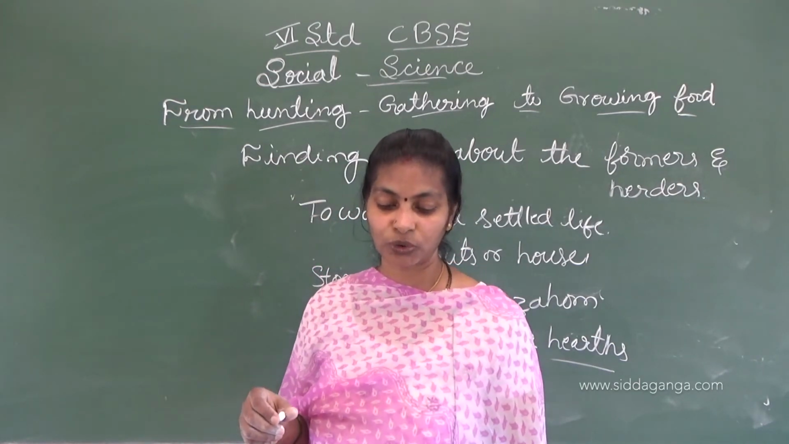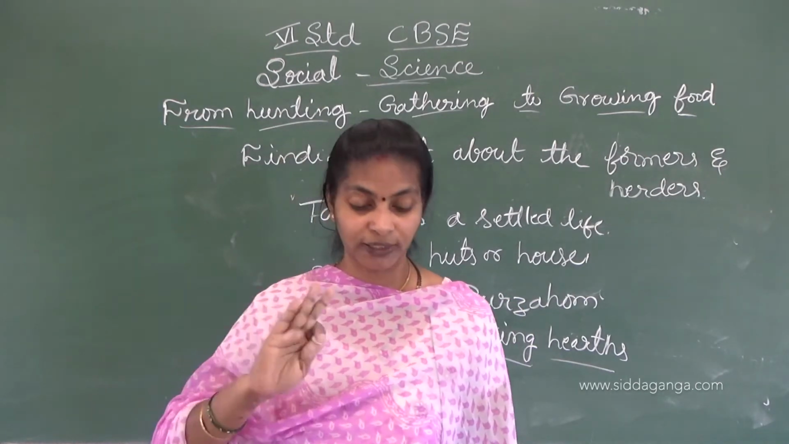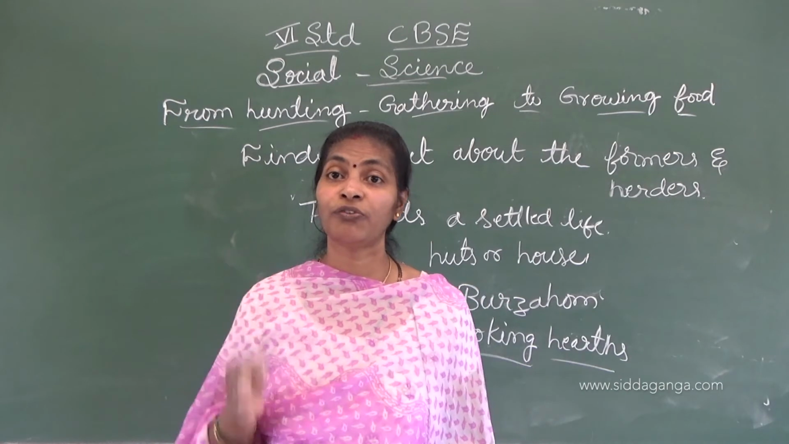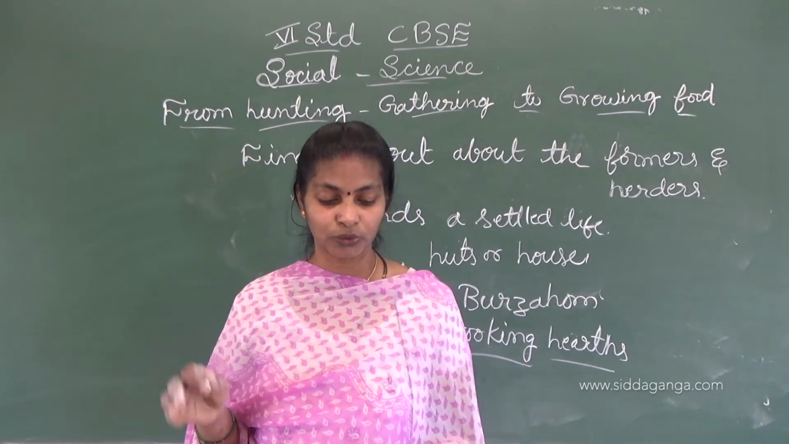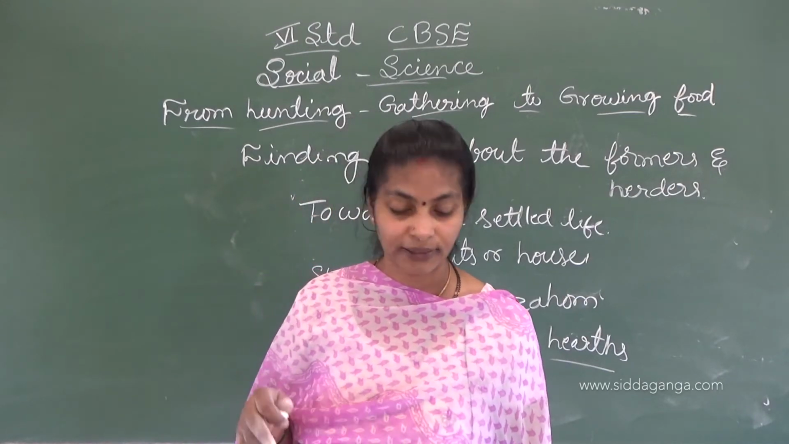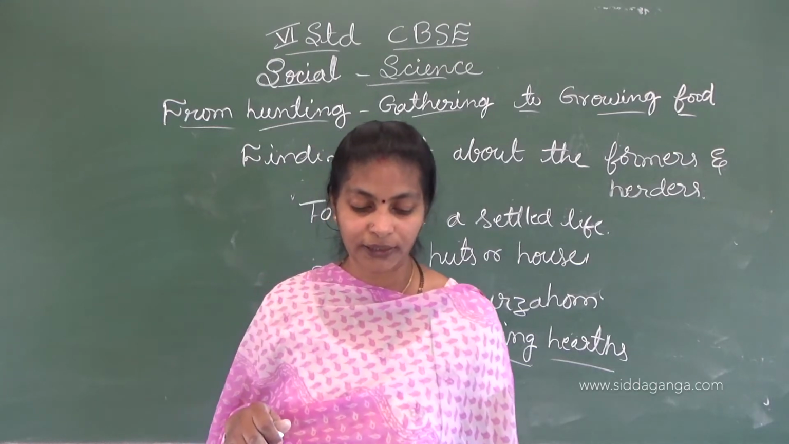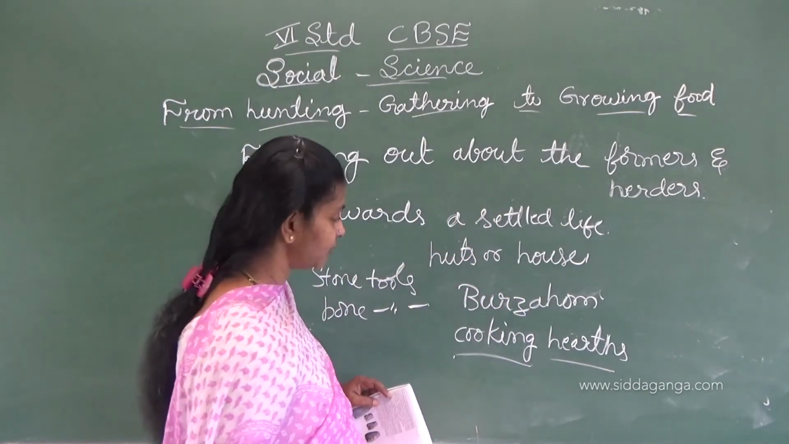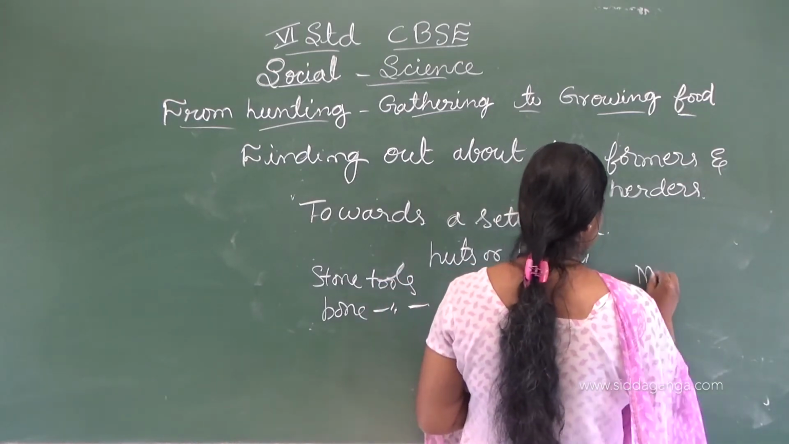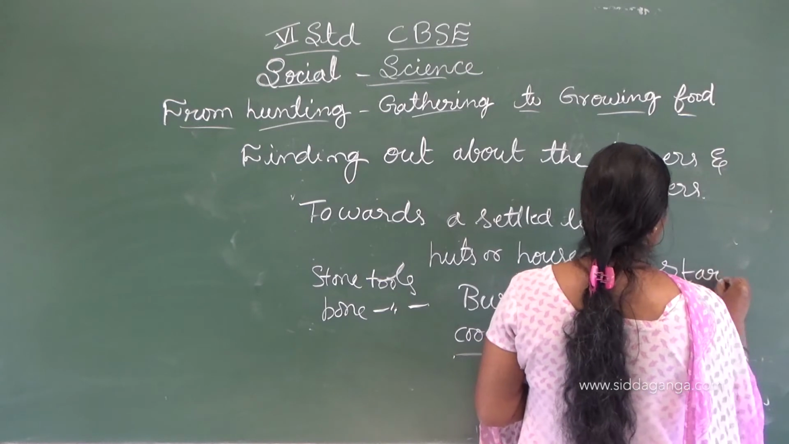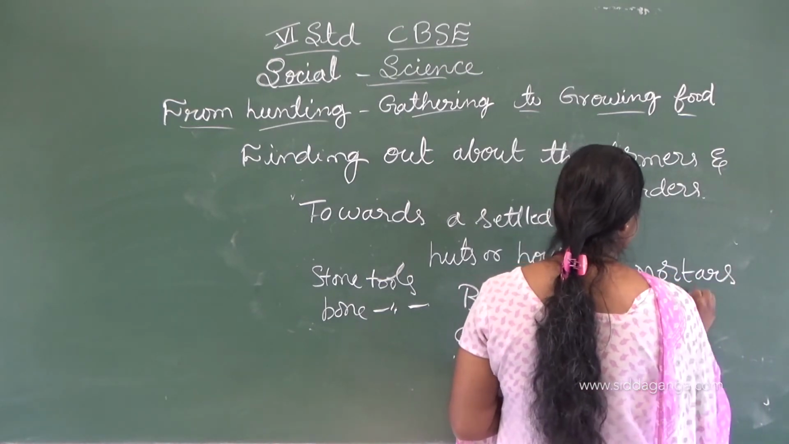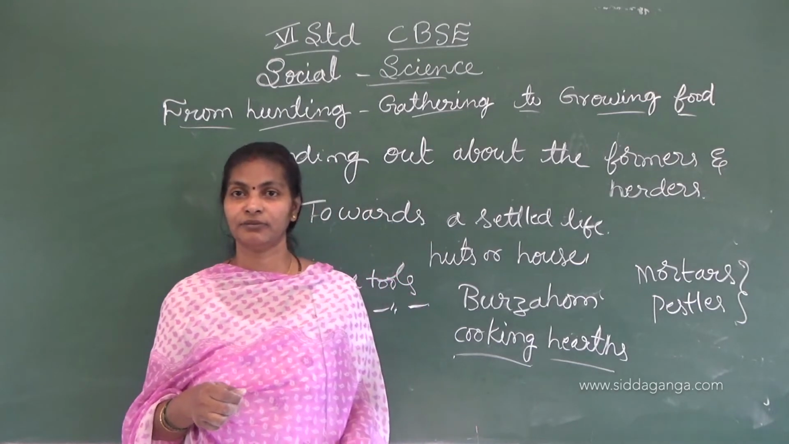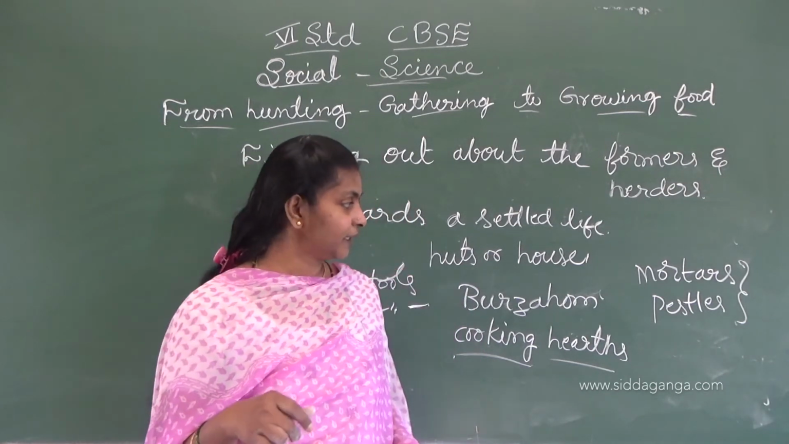These stone tools were polished, and they had fine cutting edges. This type of stone tool can be found in these settlements or sites. They also used mortars and pestles. For what purpose did they use the mortars and the pestles? For grinding grains.